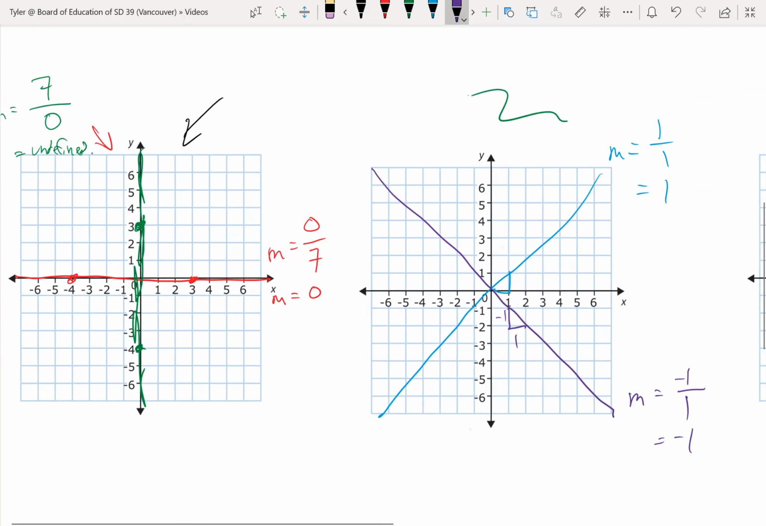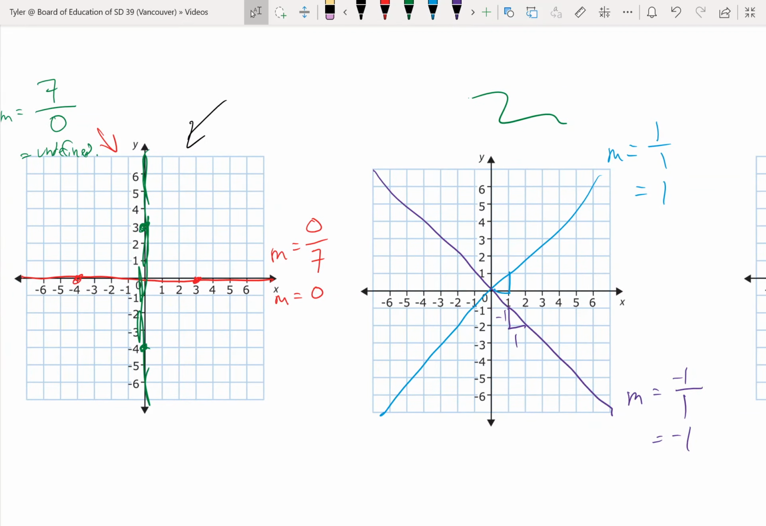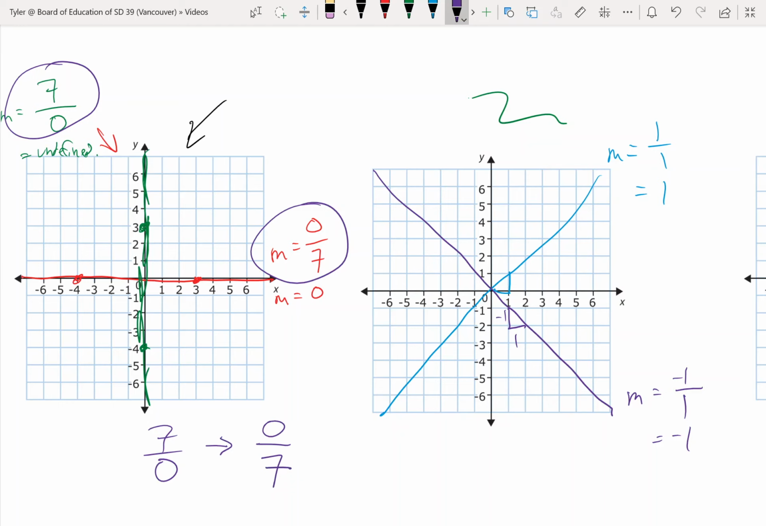So now looking at these, we can actually see a pattern. If I was just given these two slopes, what do you notice about those two? Well, they're very similar. One's just flipped upside down, right? It went from 7 over 0, and then the other one was 0 over 7. So you notice that there's a flipping happening. Over here, the slope went from 1 to -1. So what was happening here was you were multiplying by -1.